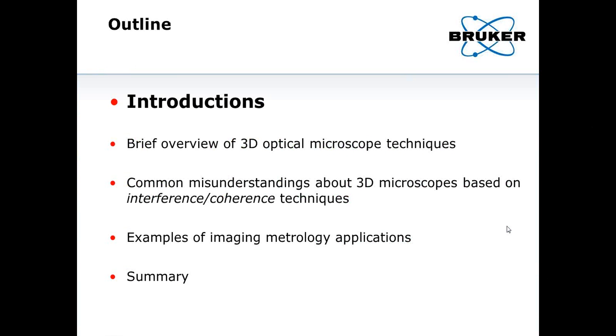So the outline of the discussion: we'll go through some brief introductory information, a little bit about Bruker and a little bit about who I am. Then we'll go into a discussion about the different optical microscope techniques, and specifically spend time on laser scanning microscopes and coherent scanning microscopes. You can see the bullets here about some of the different materials we'll cover during this discussion.